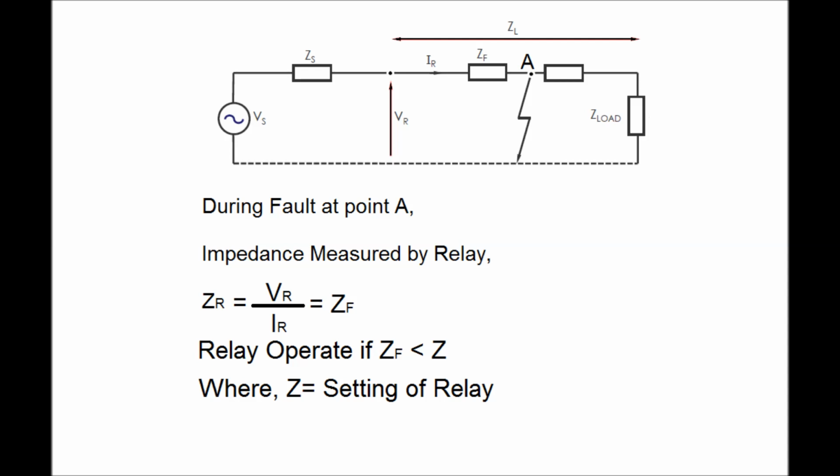The relay will measure impedance that is given by ZR equal to VR by IR, or it can be said, the faulted impedance measured by the relay, that is ZF. The relay will operate or send a trip signal if ZF is less than Z. Z is the setting of the distance relay.